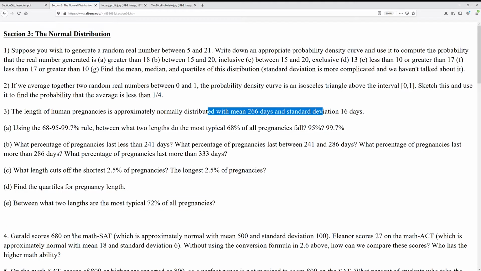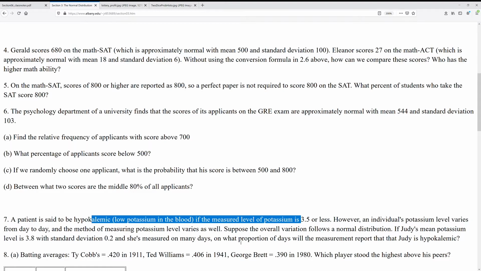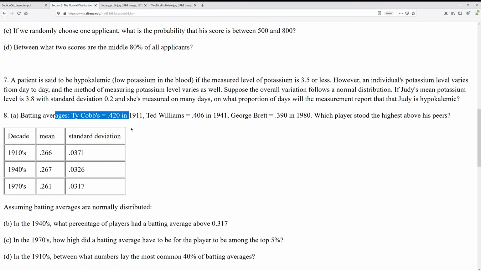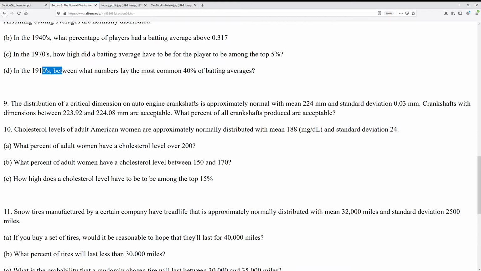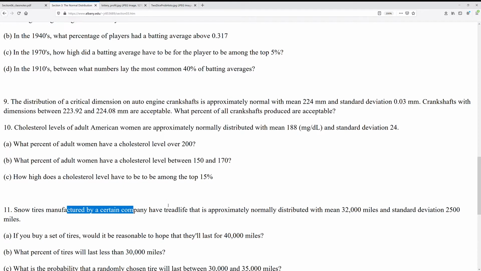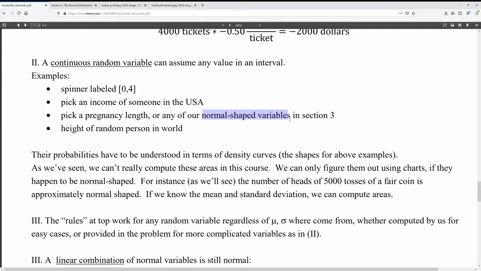Pick a pregnancy length. Pick an SAT score. Let X represent the potassium level of a random person or a random reading. Pick a batting average in the 1910s, whatever. Pick an auto engine crankshaft dimension. Pick a cholesterol level. Pick a snow tire lifetime, tread life, whatever. Pick a body temperature, and so forth, and so on. All of those examples were normal-shaped, continuous random variables, or close enough. You can't measure a tire tread life with infinite precision, but you can get it down to a tiny fraction of a mile, right?